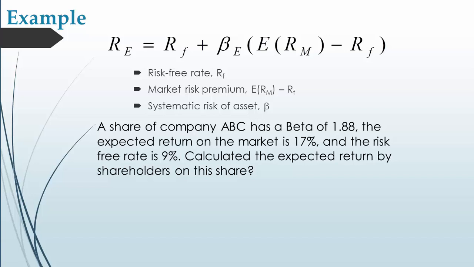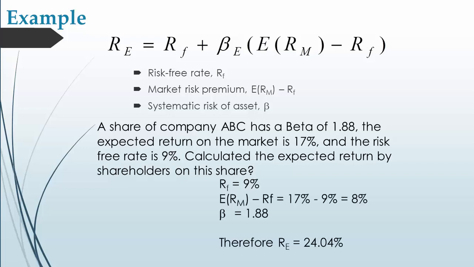Welcome back. I hope you've done this calculation, and let's see if we get the same answer. So your risk-free rate equals 9%. The market premium would be that 17 minus 9, which should give you the 8%. The beta is 1.88, and if you plug that all into that formula, you should have got that your cost of equity in this particular case would have been 24.04%.